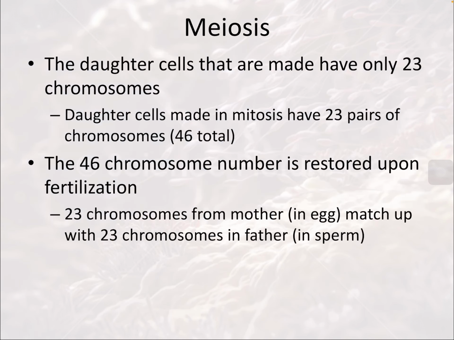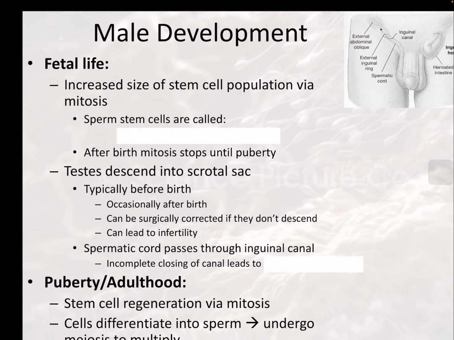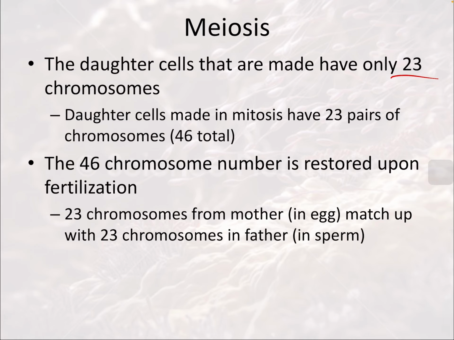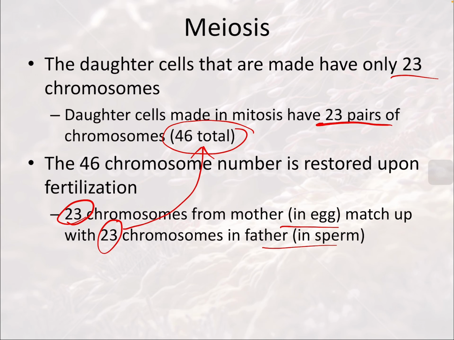Okay, so again, in meiosis, the daughter cells that are made have only 23 total chromosomes. Daughter cells made in mitosis have 23 pairs, but really 46 total chromosomes. The 46 chromosome number is restored in those gametes, in those sperm and egg cells, really, but it's not in both. It's when they come together, right? When the egg gets fertilized by the sperm, 23 from the egg, 23 from the sperm come together, and now we're back to our 46.